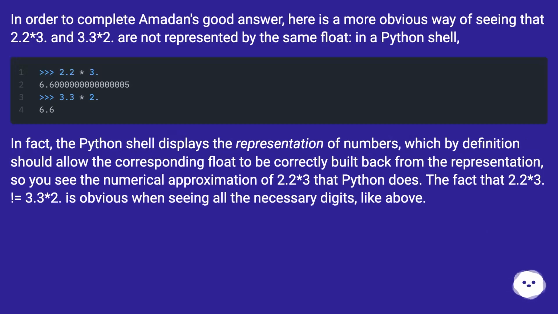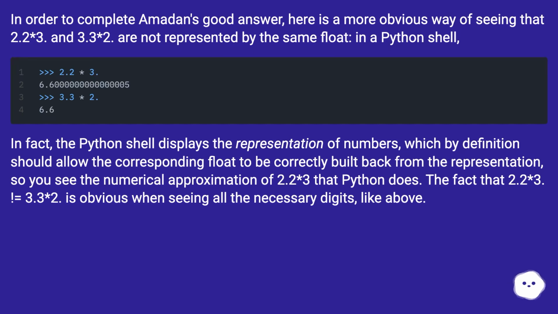In order to complete Amidon's good answer, here is a more obvious way of seeing that 2.2*3 and 3.3*2 are not represented by the same float in a Python shell. In fact, the Python shell displays the representation of numbers, which by definition should allow the corresponding float to be correctly built back from the representation, so you see the numerical approximation of 2.2*3 that Python does.